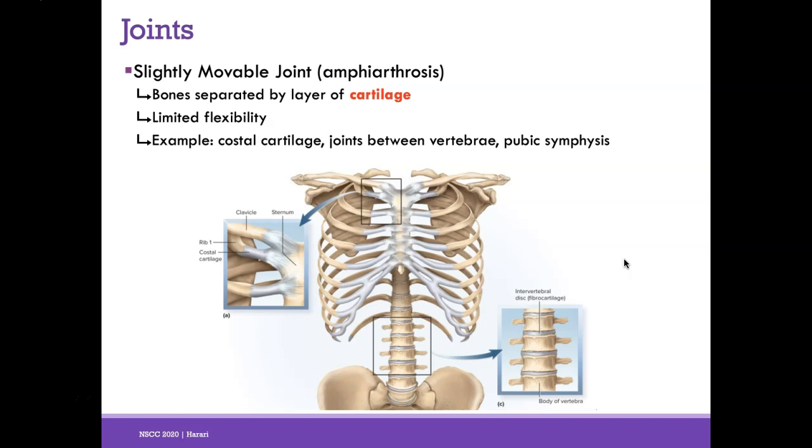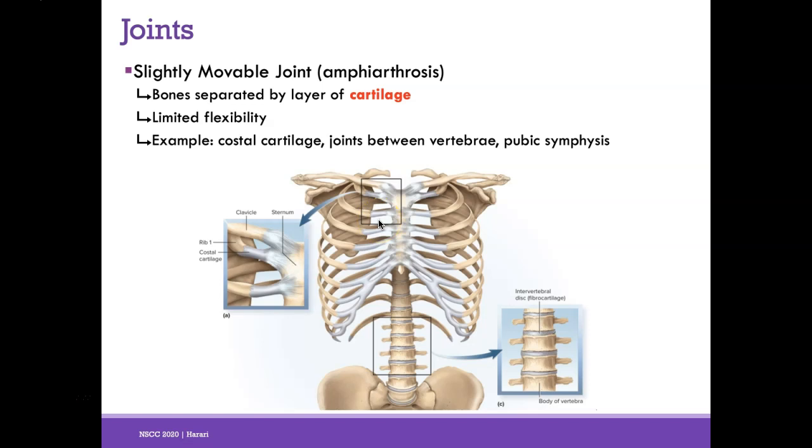So with this, you should think about the hyaline cartilage that makes up the costal cartilage, the cartilage that connects all the ribs to the sternum. Right, that's a joint, technically. You're connecting the sternum with the rib. So what lies between that is a slightly movable joint called an amphiarthrosis.